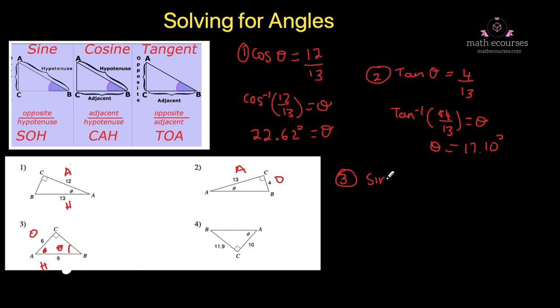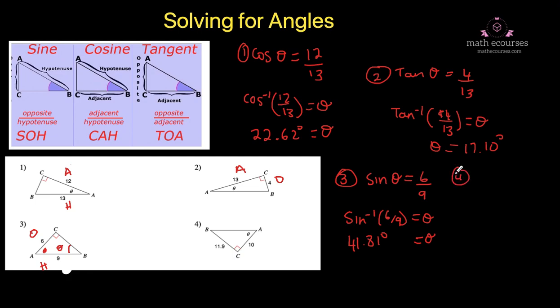So you're going to say sine of theta equals O, which is 6, over your hypotenuse, which is 9. Get that inverse sine. You don't need to even simplify your fraction, unless you're asked to. If you're asked to just leave it in that form, then I would simplify it. But inverse sine of 6 over 9 is 41.81 degrees.